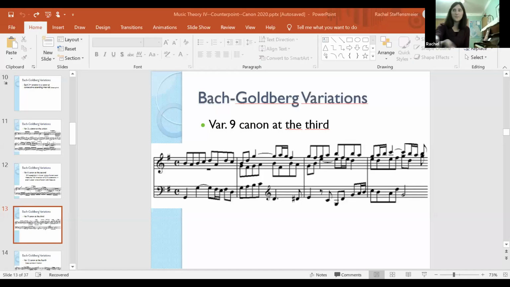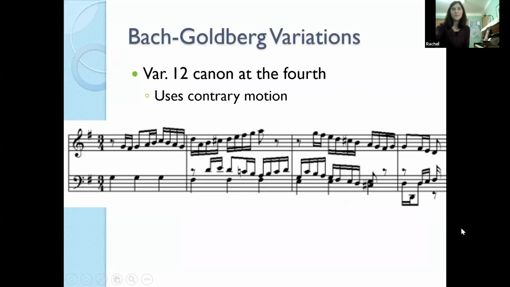Cool. That's a fun one, I think. Okay. In the last few minutes, let's look at the next ones. So that was variation 9. The next variation is going to be variation 12. And this is a canon now at the fourth. We have a canon at the unison, second, third, now the fourth, okay?